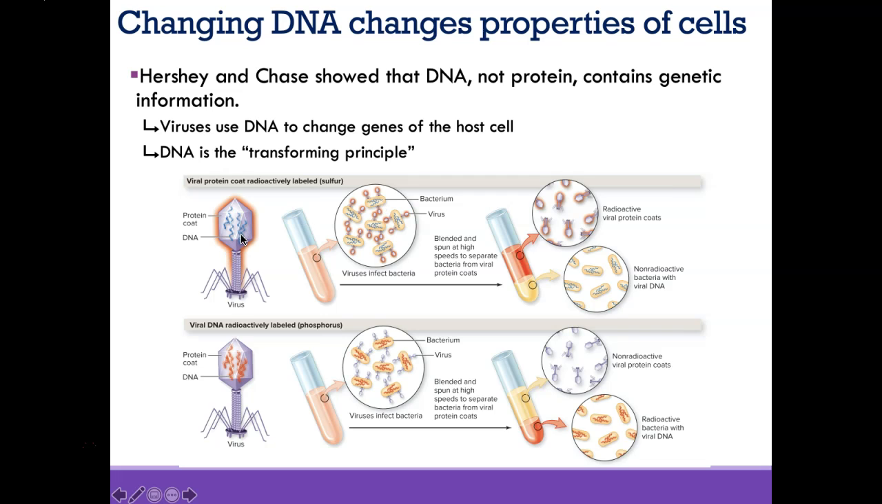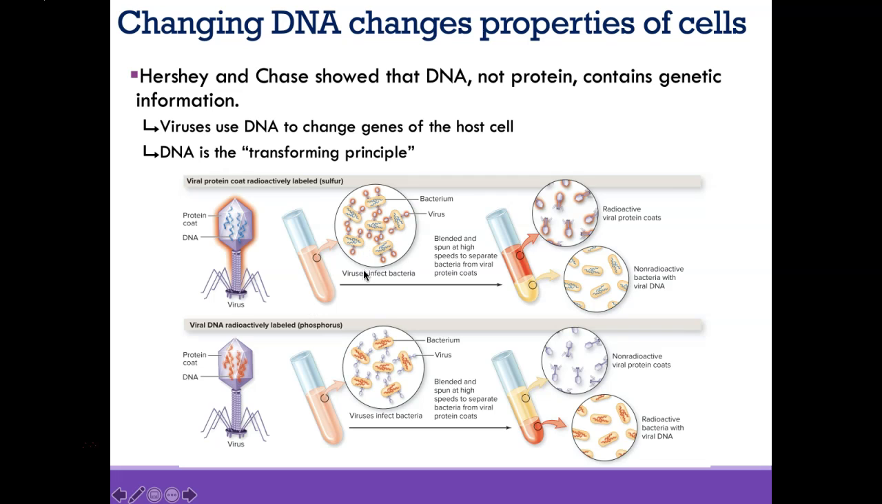The virus has two major parts to it. It has a protein coat and DNA on the inside. So what they were trying to figure out was, does the virus insert its protein and replicate its proteins in the bacteria, or does it insert its DNA and replicate the DNA in the bacteria? That was what they were trying to answer. So they took two different batches of bacteriophage. One in which the protein coat was radioactively labeled. So again, sulfur specifically. And the protein was radioactively labeled, so the protein would glow, so to speak. And then in a different batch, they radioactively labeled the DNA.